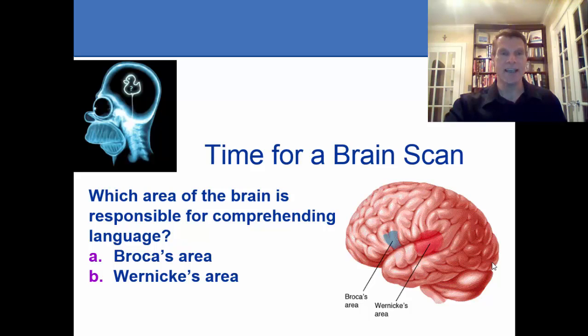Let's stop for a brain scan. Which area of the brain is responsible for comprehending language? We have both Broca's area and Wernicke's area. Which one is responsible for comprehending language? If you said Wernicke's area, you're right. Broca's area is responsible for producing speech, Wernicke's area for comprehending speech.